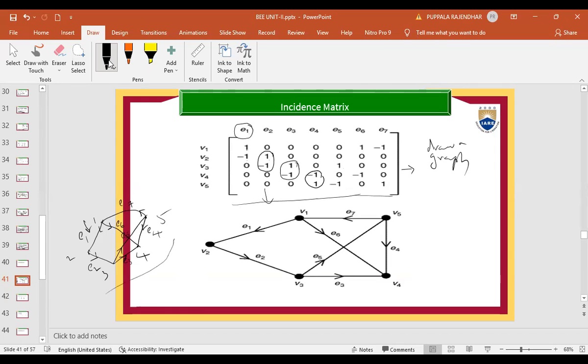So this is the obtained graph, the oriented graph. Right? Just check whether we got the same graph or not.